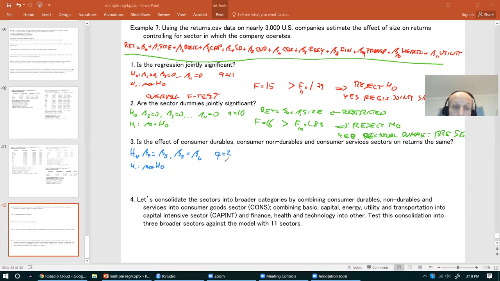How do we test this? Well, this is an F-test. We again have some restrictions that involve multiple coefficients, so we can't do this with a t-test. And we need to estimate the unrestricted model, which is the old model where we differentiate between consumer durables, non-durables, and services, against a new model where consumer durables, non-durables, and services are consolidated. So let's write down what that restricted model would look like.